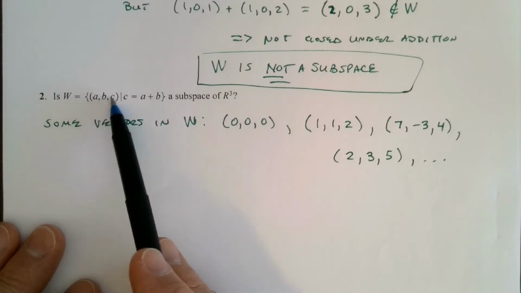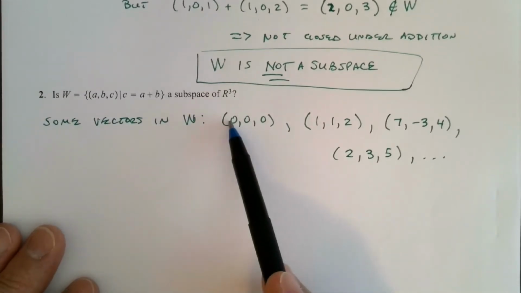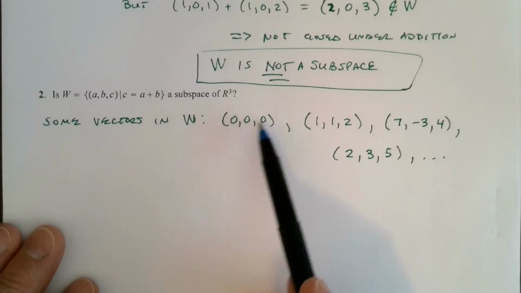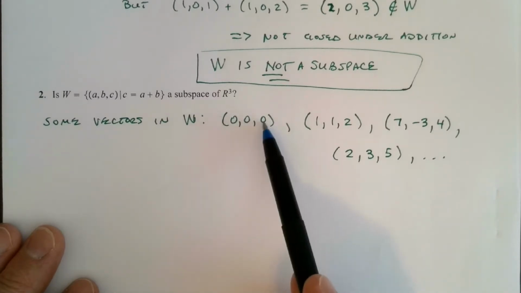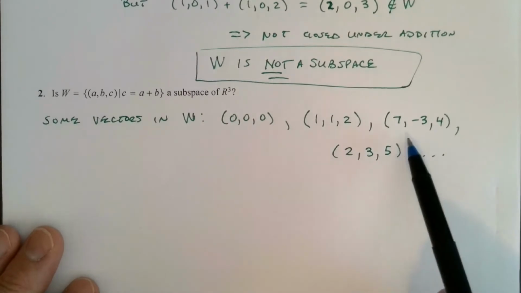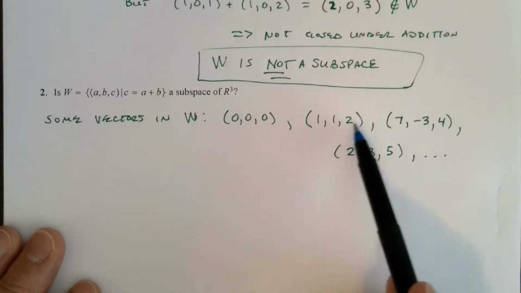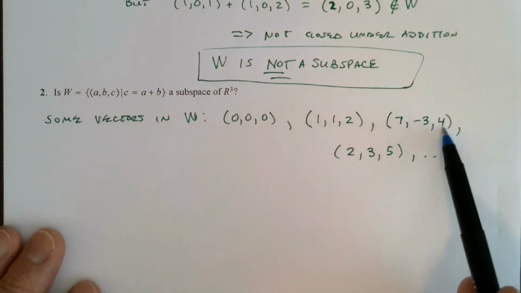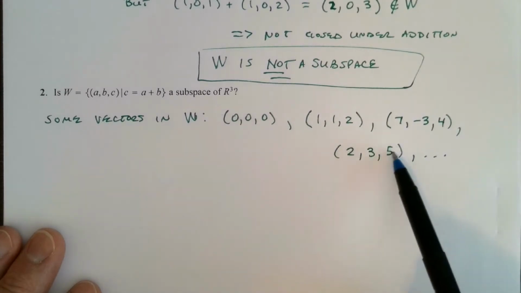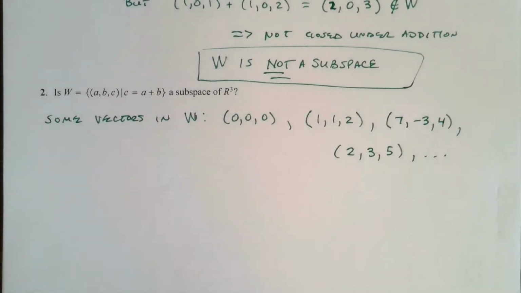So could you list some vectors that are in W? Sure. Notice the 0 vector's in there because 0 plus 0 equals 0. Basically, you're going to add the first two components to get the last one. Here's some other vectors in the set. 1 plus 1 is 2. 7 plus negative 3 equals 4. 2 plus 3 equals 5, and so on. We can come up with many other examples. We only need to list a few, though.